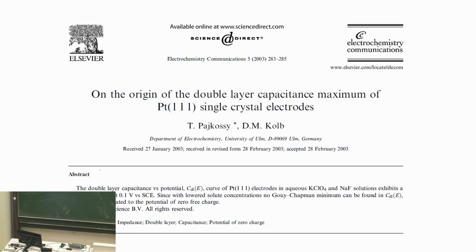He said, I go to low electrolyte concentrations, I want to determine the potential of zero charge of platinum 111, I expect a minimum of the capacitance, and there I have my potential of zero charge. He was trying to do all these experiments, and he failed. He could never find a minimum that would be consistent with a potential of zero charge. He wrote a paper about it with an abstract of two sentences. Basically, this is a paper with a negative conclusion: at lower solute concentration, no Gouy-Chapman minimum can be found. He saw a peak in the capacitance. He also concluded that the peak is not related to the potential of zero charge.